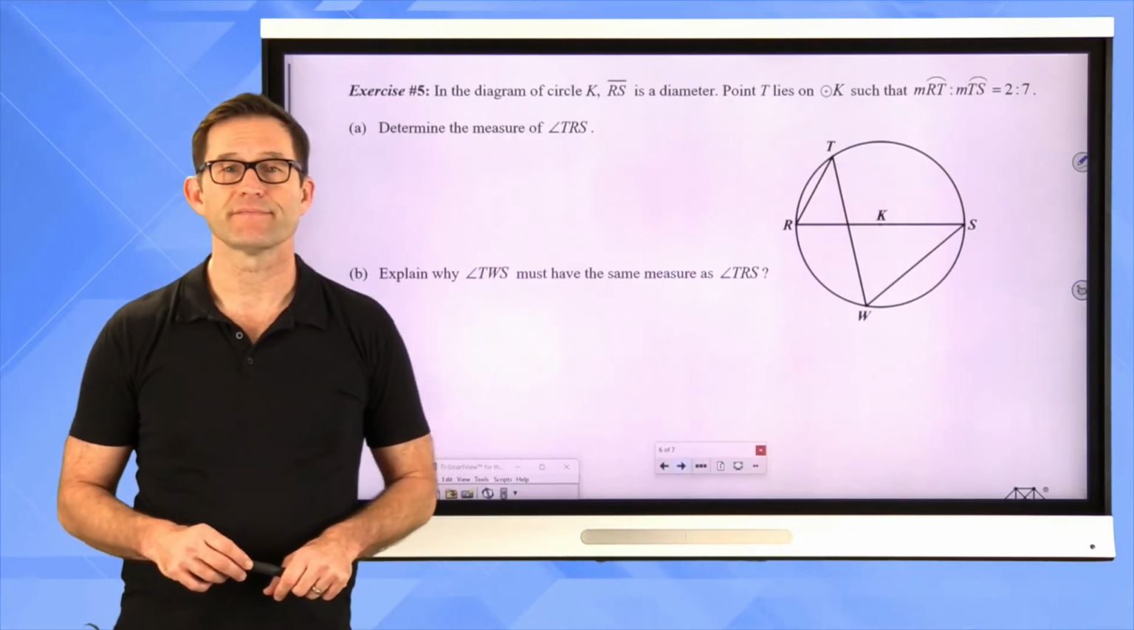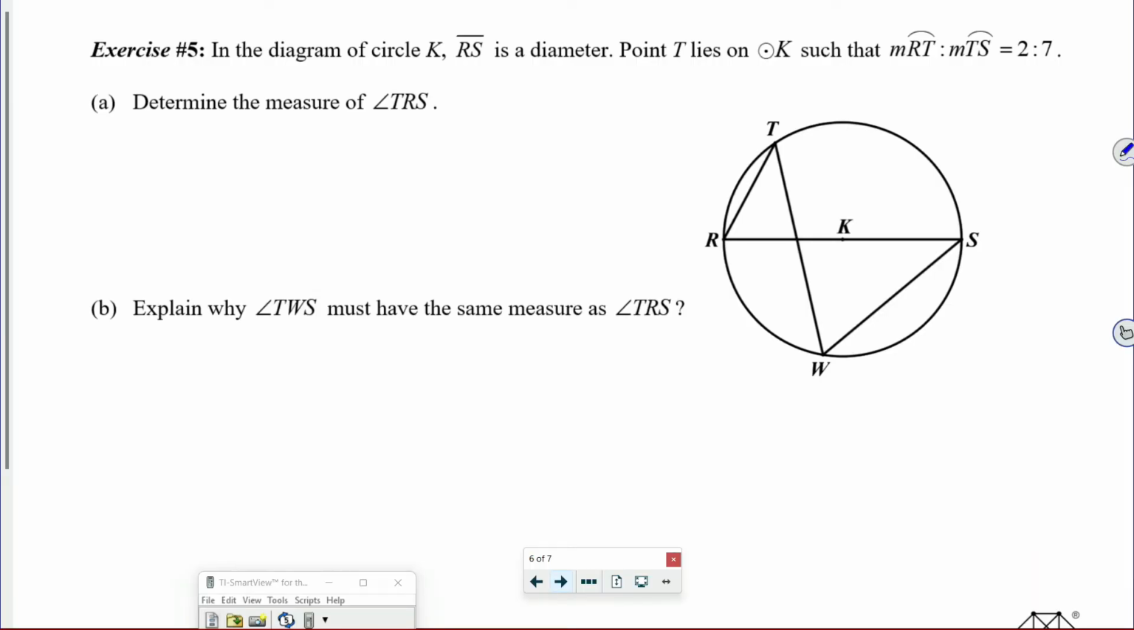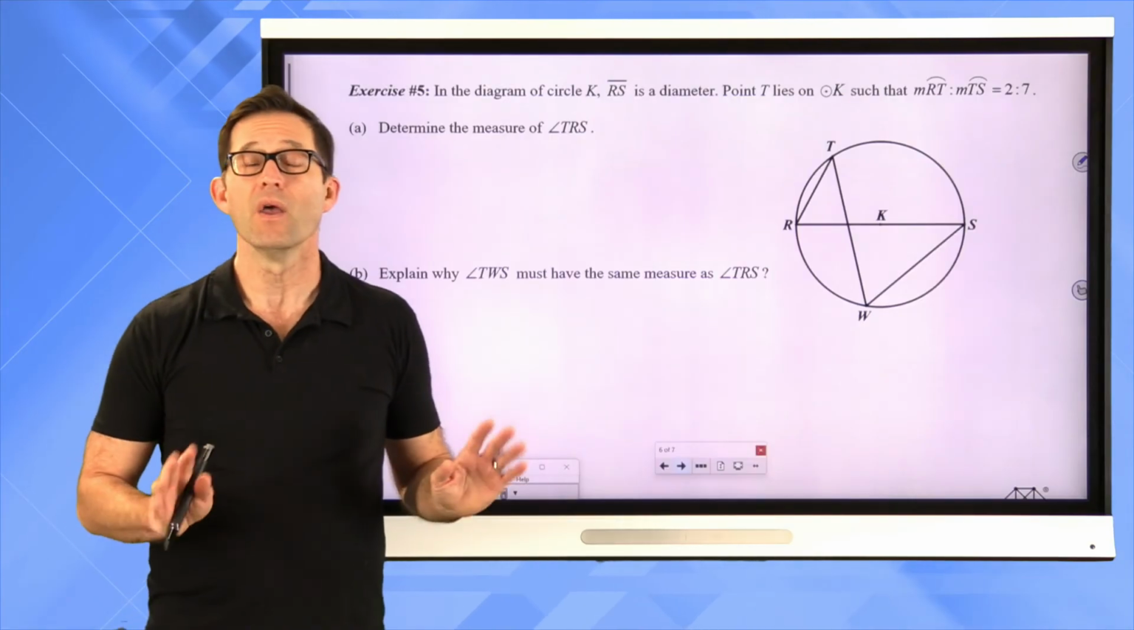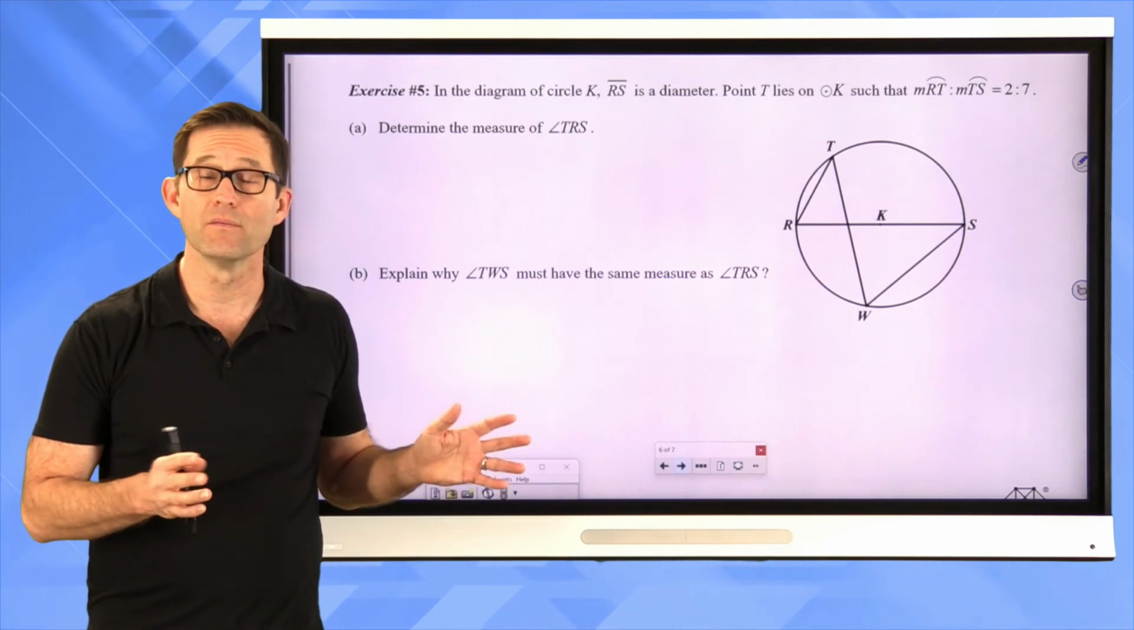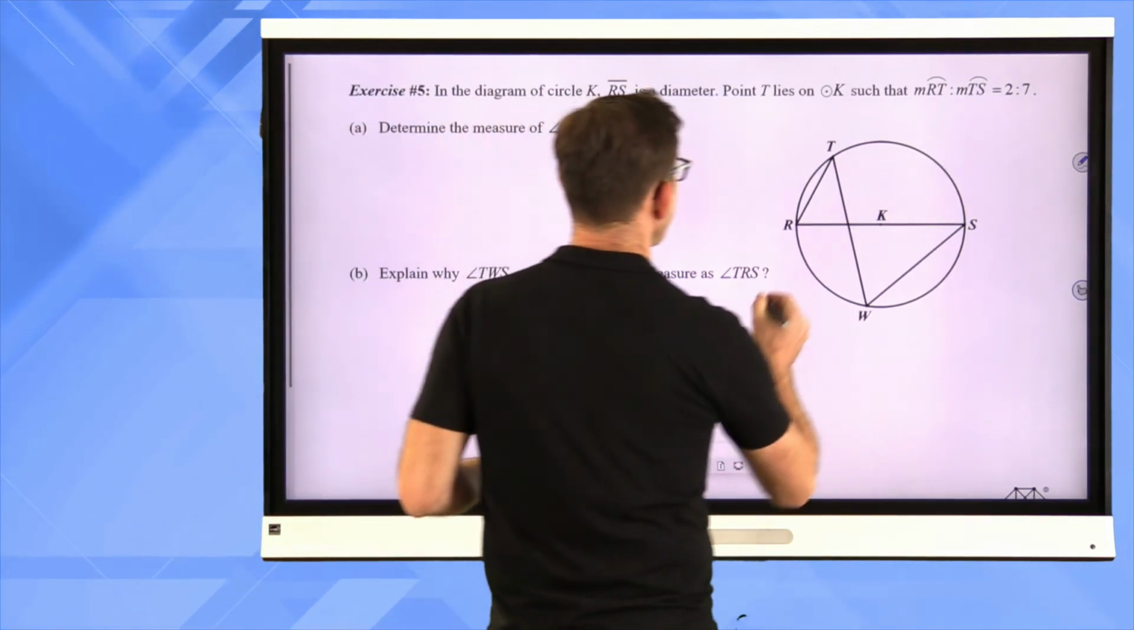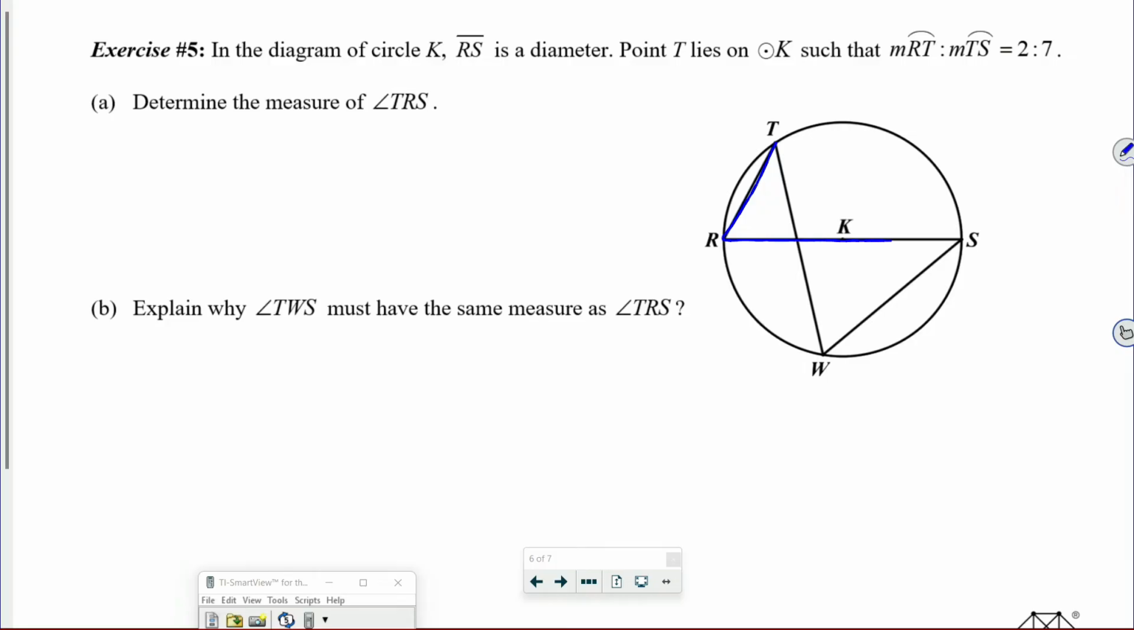Exercise number 5. In the diagram of circle K, RS is a diameter, so we got another diameter here. Point T lies on circle K such that the ratio of the measure of arc RT to the measure of arc TS is 2:7. Letter A. Determine the measure of angle TRS. All right, so let's first make sure that we know what we're trying to find. We're trying to find the measure of angle TRS, that angle.